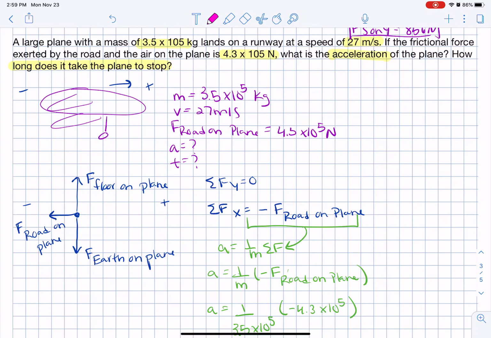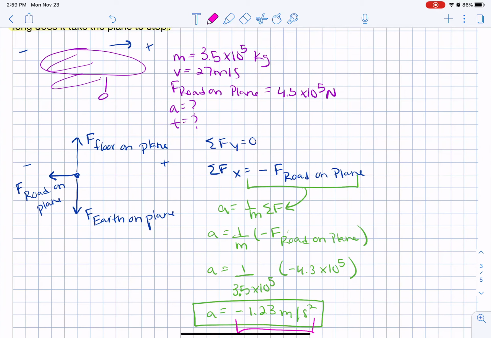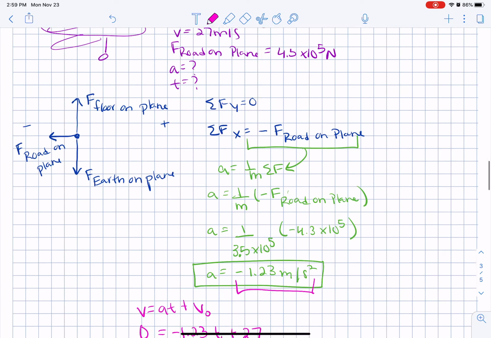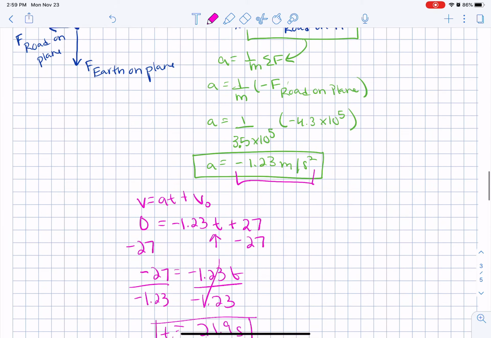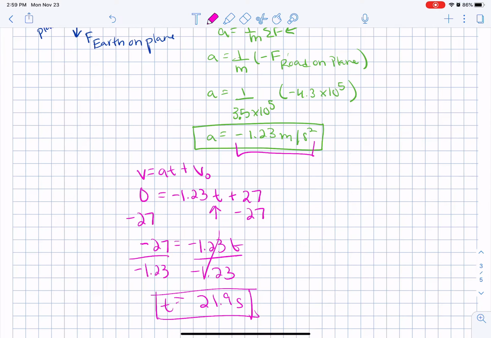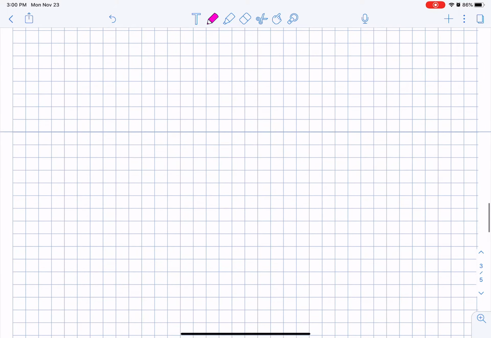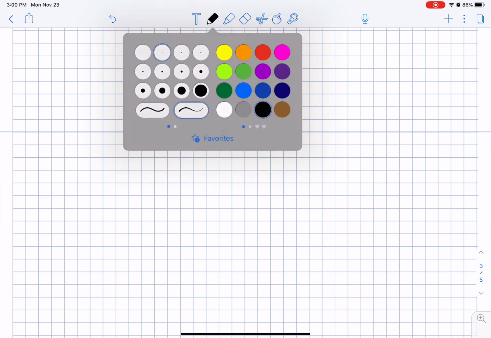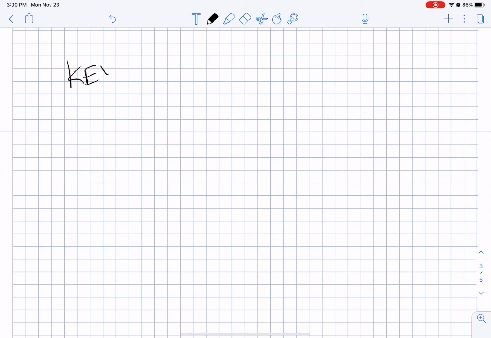Then I plugged into my Newton's second law, plugging in that sum of the forces statement. I put in my numbers and I solved for my acceleration. Then to find the time, I needed to use that kinematics equation, velocity equals acceleration times time plus starting velocity. So we're going to notice that in all of these problems there are two key equations that we always use.